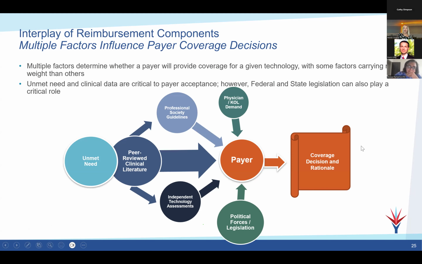And just to look at all of the different influences on coverage decisions, there's a lot of them. Many of them are somewhat under your control, but not totally. So we talked right in the beginning about demonstrating unmet need, using peer-reviewed clinical literature if possible, professional society guidelines. You would like to have an advocate, hopefully a KOL that has influence within the professional society that has to do with your technology. It's a good idea if you can possibly get your technology discussed positively in the professional society guidelines. These and political forces will influence the payer to determine the coverage decision for your technology.